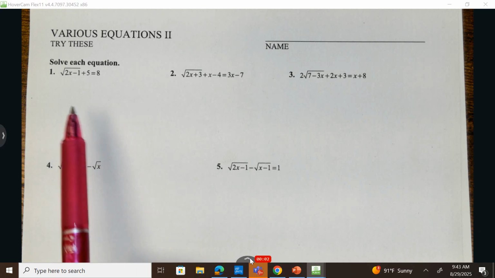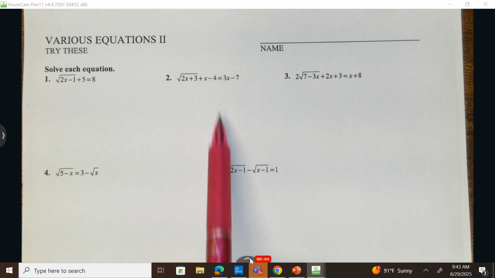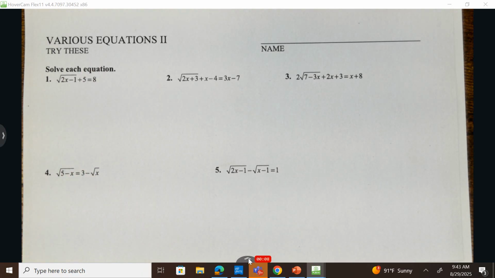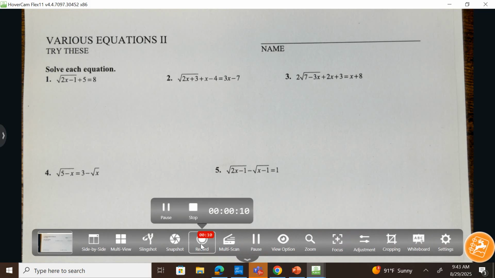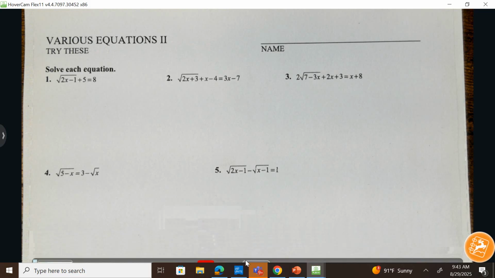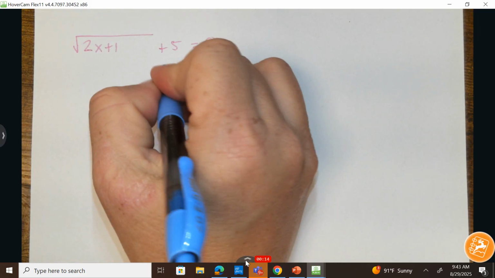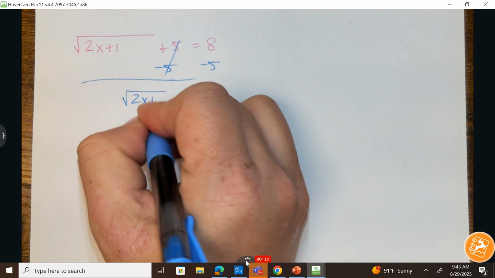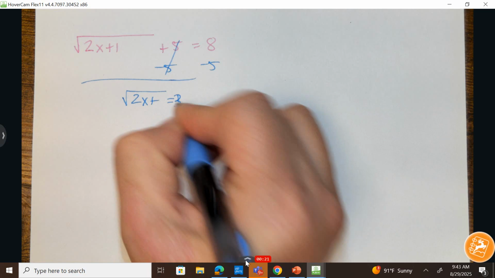In this video, I'm going to demonstrate how to achieve the answers for 1 through 5 from various equations to try these problems. Let's start with number 1. So for problem number 1, I'm going to start by subtracting 5 to the opposite side. Square root of the quantity 2x plus 1 equals positive 3.